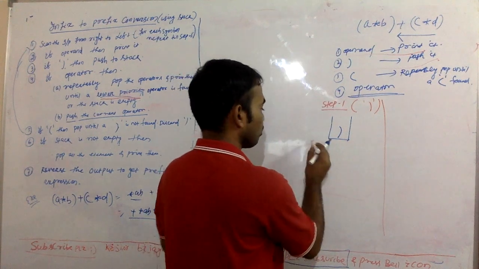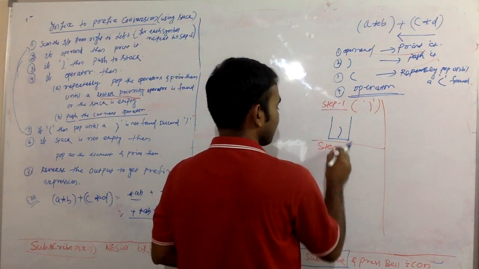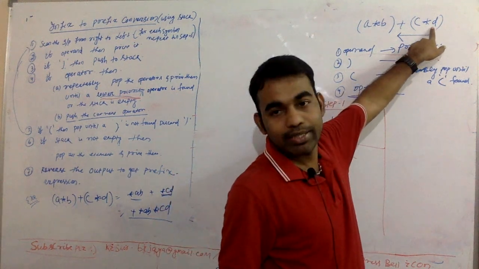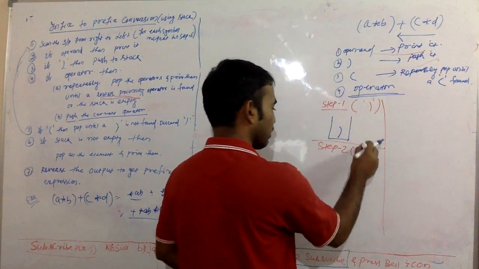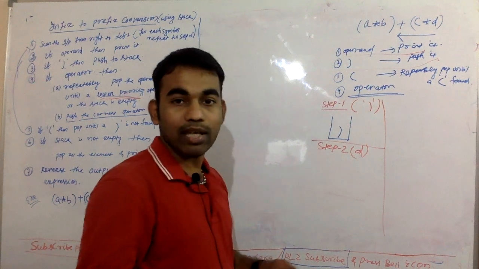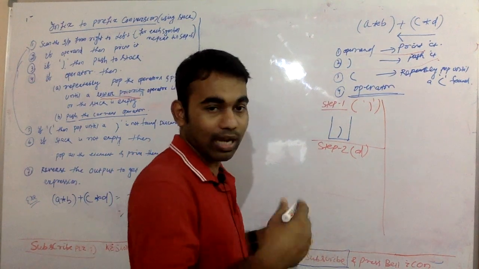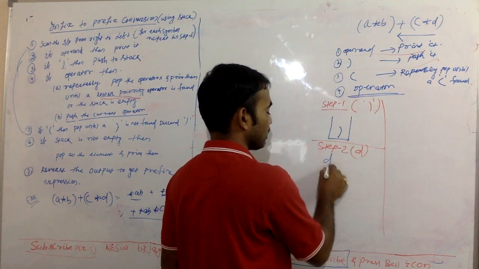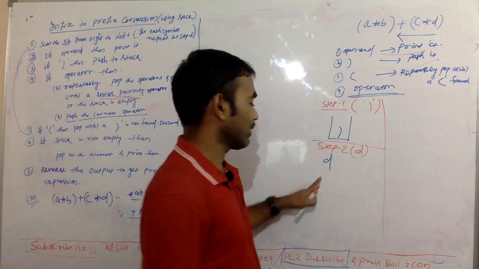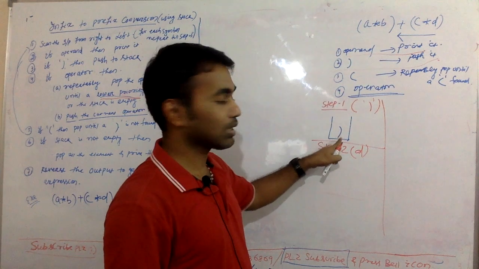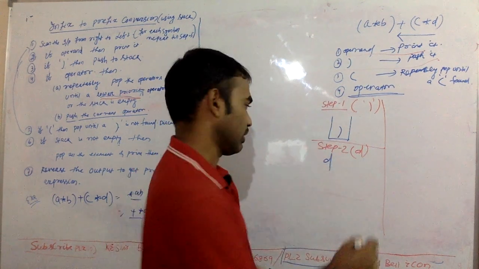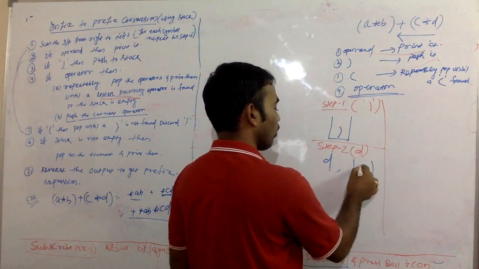Then step two. Which symbol is next? The next symbol is D. If it is D, can you tell me what action I need to do? I need to just print it. That means this will be the output. So now D is in the output. What will the stack contain? It will contain just the right parenthesis. There is no change in the stack. The stack structure will also be like this.